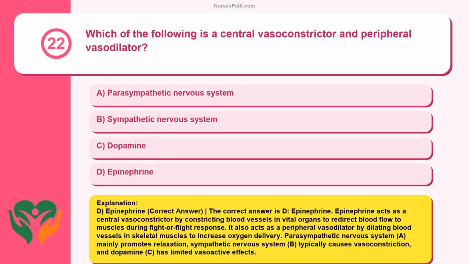Parasympathetic nervous system, A, mainly promotes relaxation. Sympathetic nervous system, B, typically causes vasoconstriction, and dopamine, C, has limited vasoactive effects.